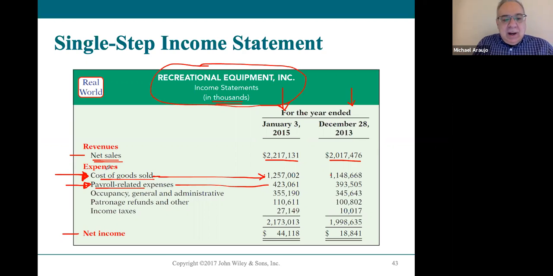Okay. Of course, revenue minus expenses will give you a profit. Here's your net income here. And as you see, there's not a lot of profit in retail. Not a lot of profit in retail. When you started with $2.2 billion, remember, these numbers are in thousands, we're adding 3 zeros. When you start with 2.2 billion in sales and you end up with about 44 million in profit, you're not keeping a lot of what you collect.